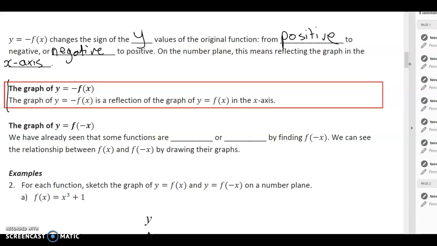The graph of y equals minus f of x is a reflection of the graph of y equals f of x in the x-axis.